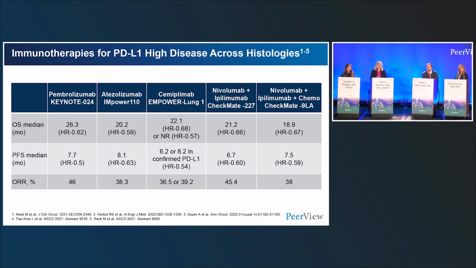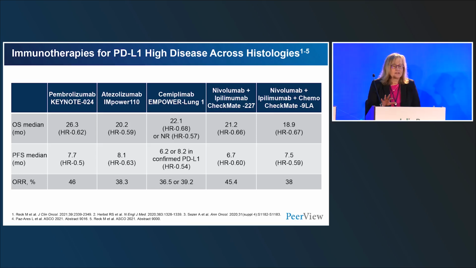All right, so just to go over, at a high level, immunotherapies for PDL1 high disease across histologies. Looking at some of the data that we have for single agent and then combinations, and this is not all inclusive, we have single agent PD1 or PDL1 inhibitors that have a very good median overall survival, nearly 2 years across the single agents, as well as response rates in the high 30s to mid 40% range. Again, this is for PDL1 high.